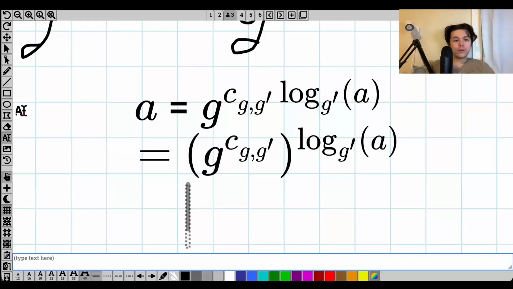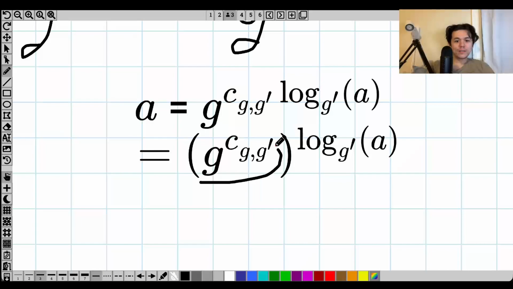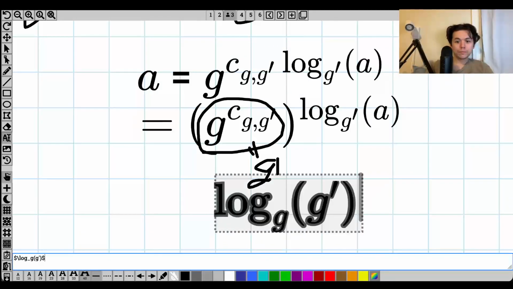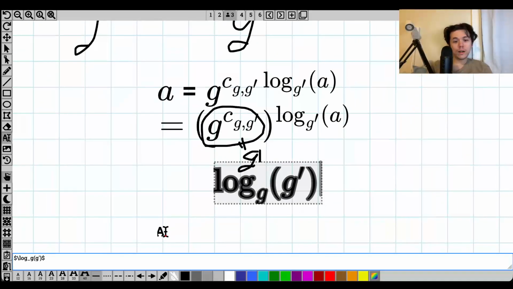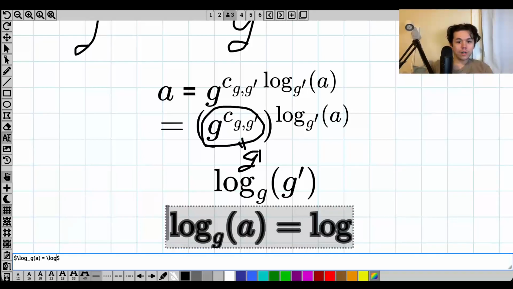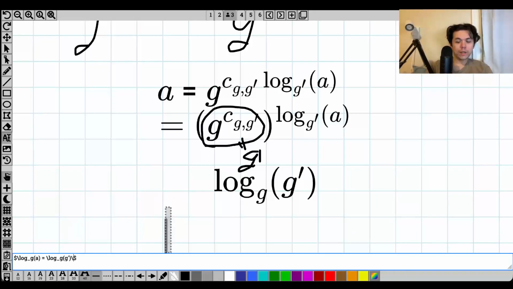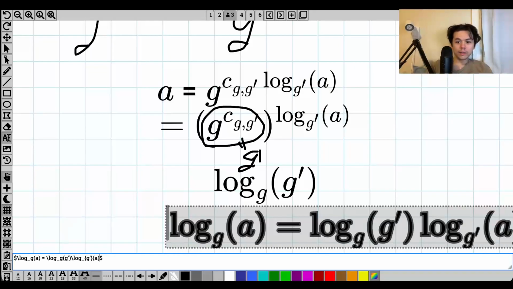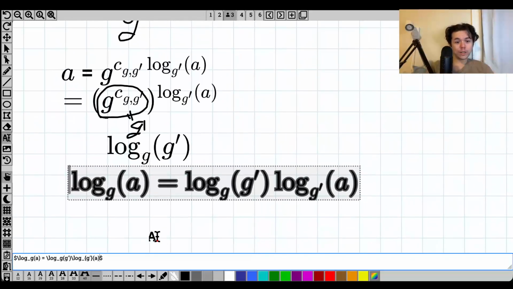Well, we want this to be equal to a. So how do we get this element to lead to a? We need this to be equal to g'. And how do we get this to be equal to g'? Well, we just take log_g of g'. And this is the familiar relation: log_g(a) equals log_g(g') times log_{g'}(a). If you take a power of g on both sides, you get back a.